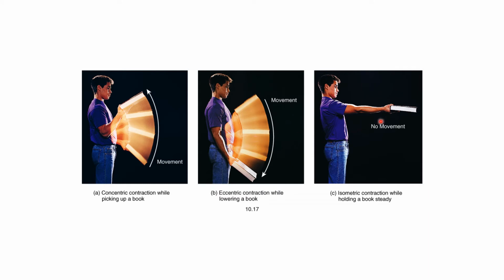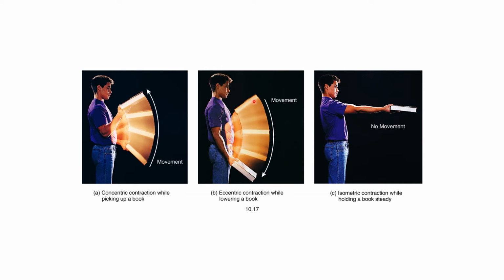Here in this diagram we can see a person holding a book, not changing its position, applying force, but the length of the muscles remains the same, so it is the isometric type of contraction. Here we can see a person holding a book and lifting it up. The muscles get shorter, so it is called the concentric type of contraction.